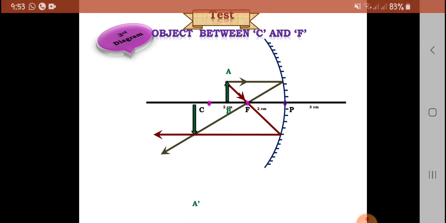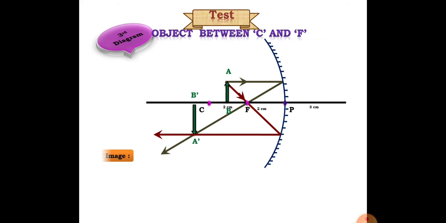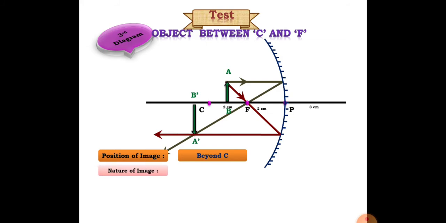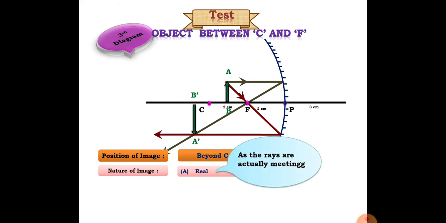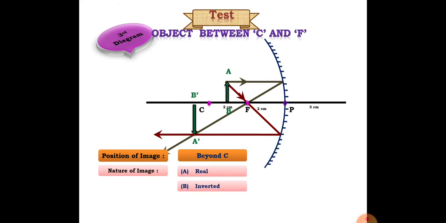And you will label it as A dash and B dash. Now you will see the position of the image first. Now first of all tell me where does the image form. देखिए C के पीछे image form हुआ है, मतलब beyond C. Nature of the image, nature of the image, first it will be real, as you know, always it is real. Second, it is inverted because it is below the principal axis.